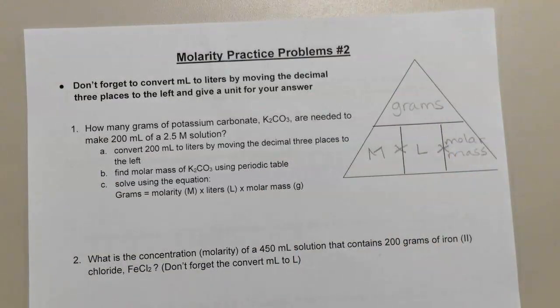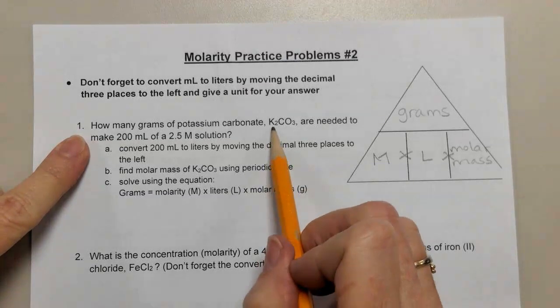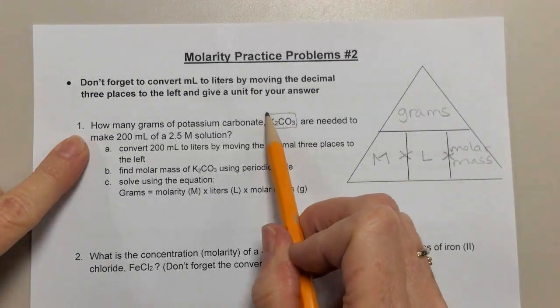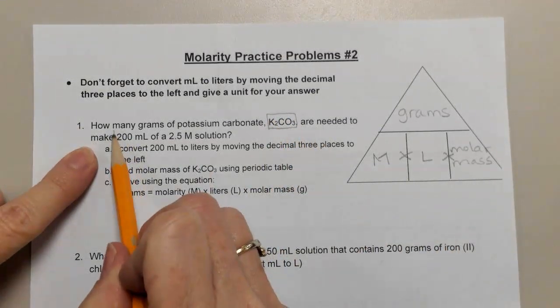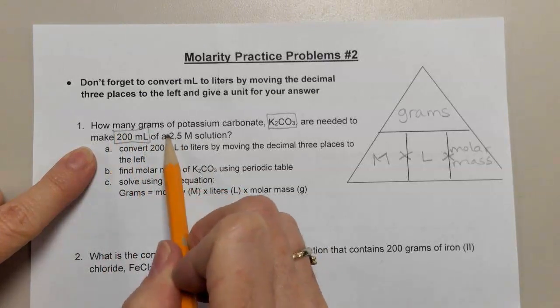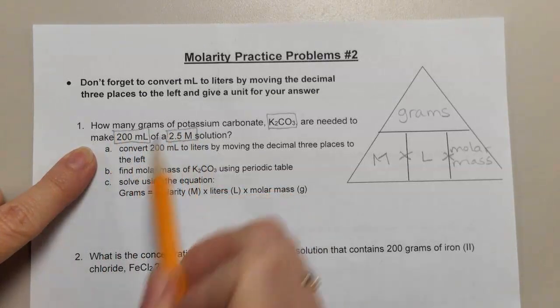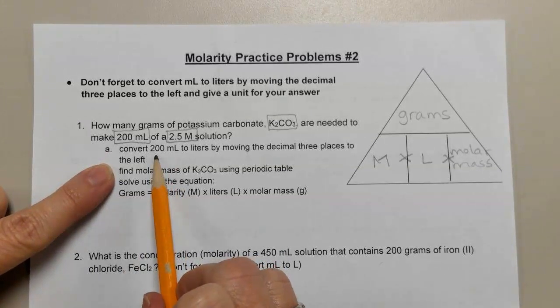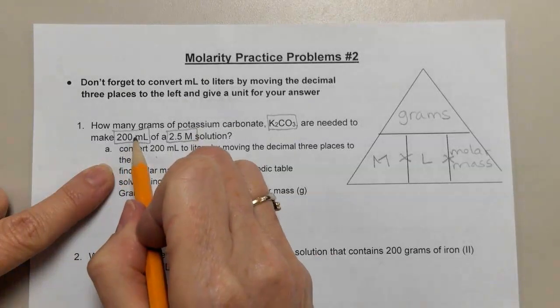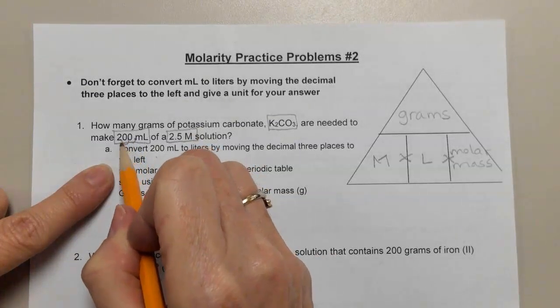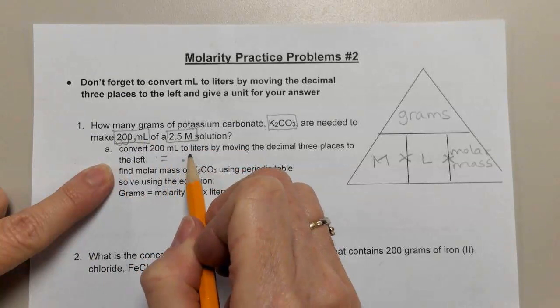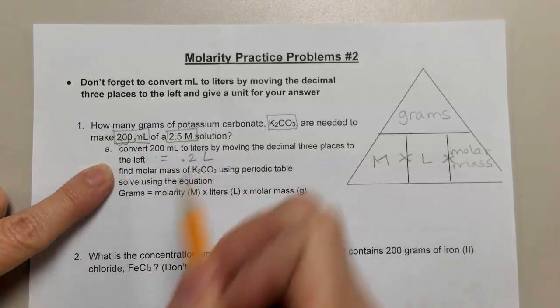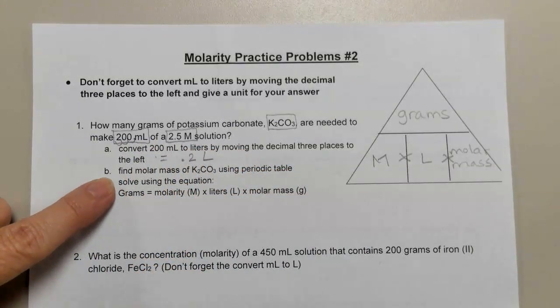All right, so let's look at number 1. How many grams of potassium carbonate are needed to make 200 mL of a 0.25 molar solution? First, we want to convert milliliters to liters by moving the decimal 3 places again. So I'm going to go 1, 2, 3. That gives me 0.2 liters of solution.